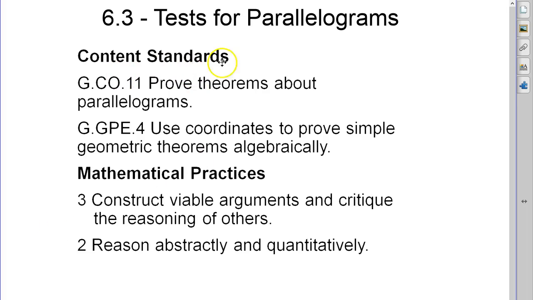So we're still working on proving theorems about parallelograms, and then in class, we're not going to do this in the video because it would take too much time, but we're going to use coordinates to prove simple geometric theorems algebraically, mostly prove that we have parallelograms. So that's basically the whole thrust of this section. Prove that you have a shape that's a quadrilateral, if it's a parallelogram or not.